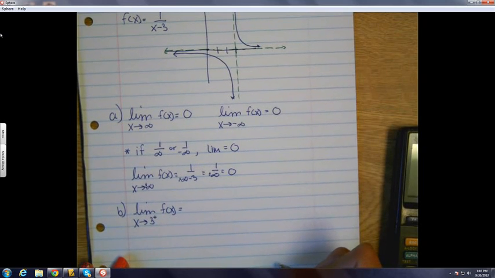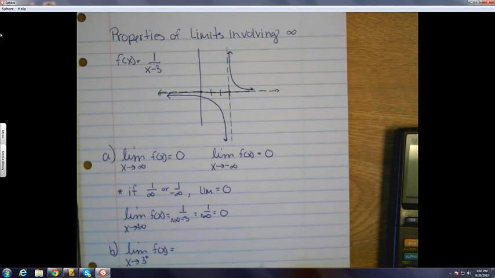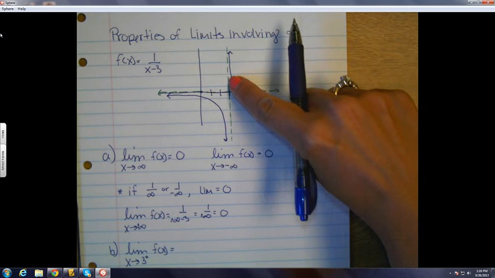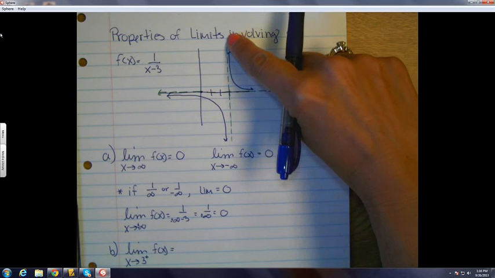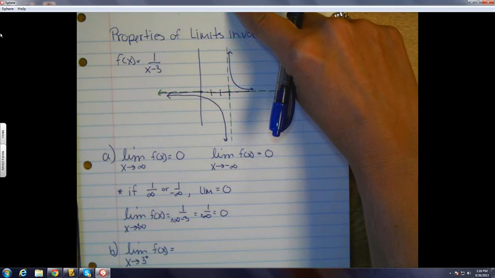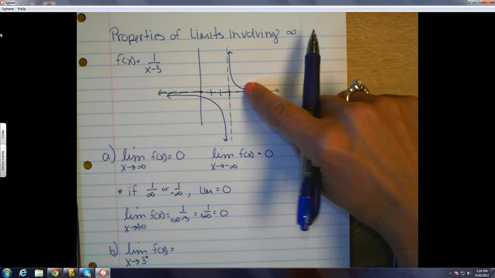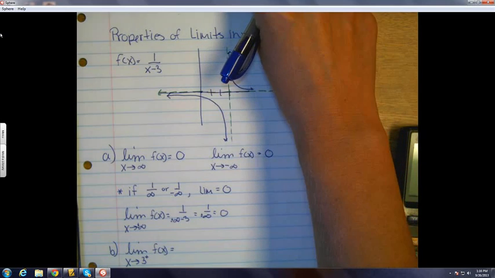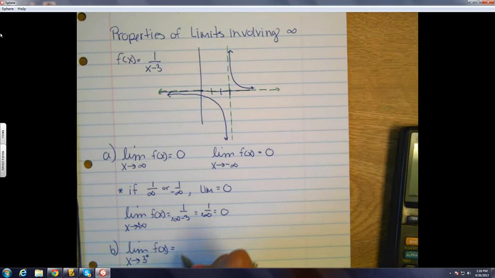So from the right, that means I'm going to come in higher, and then I'm going to come back to the 3 from the right. What y value am I approaching? Well, technically none, but what describes the behavior here? What's happening to my finger? Where's it going to end up? It's going to end up in infinity. So we're going to say the limit is infinity.